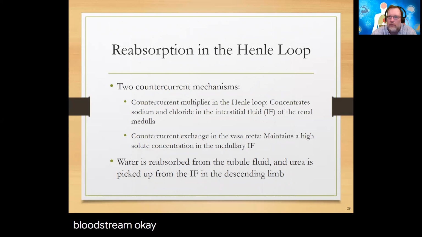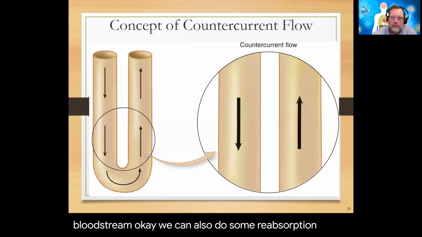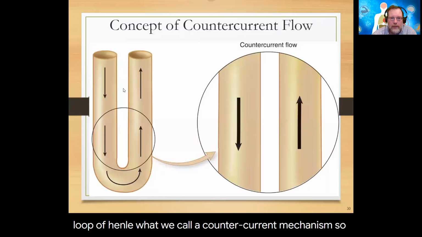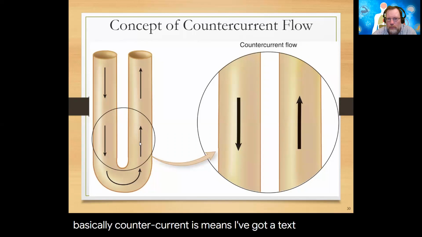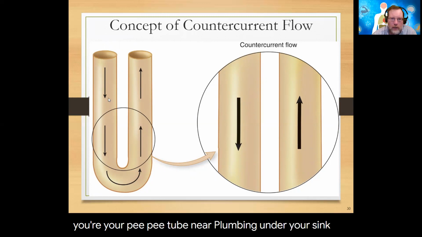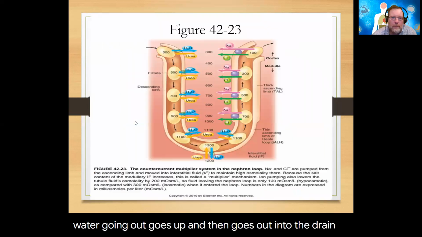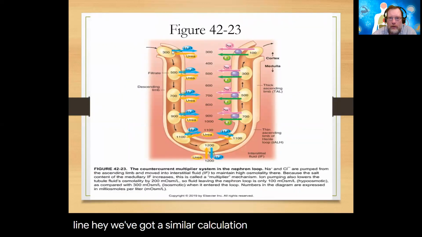Okay. We can also do some reabsorption in the loop of Henle, what we call a countercurrent mechanism. So basically, countercurrent just means I've got a tube. It's like your P-trap and your plumbing under your sink. Water going out, goes up, and then goes out into the drain line. And we've got a similar countercurrent flow going here. So it just means one current goes down, the other current goes up, even though they are connected by this loop.